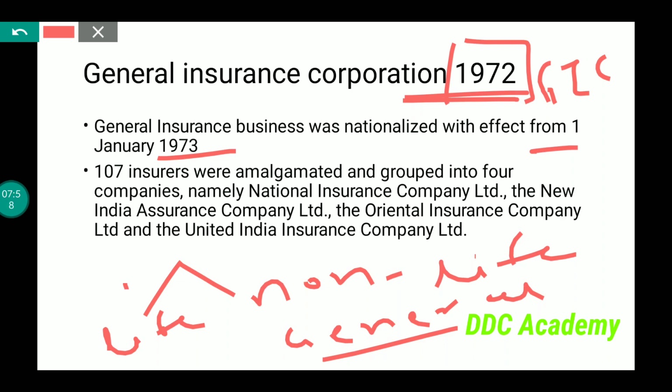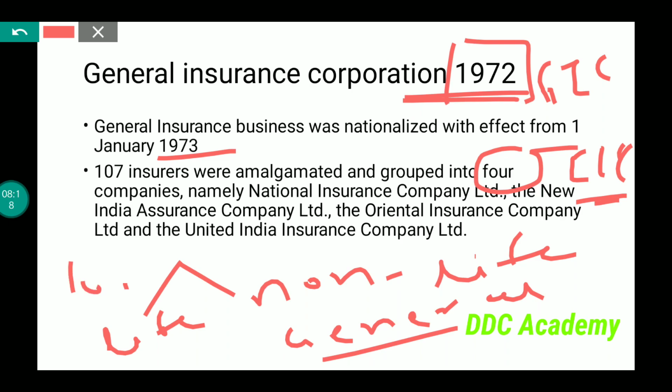As we said about LIC, 245 companies were amalgamated into one. For general insurance, 107 companies were amalgamated into a group of 4 companies. Here the government did not form a single company like LIC. You have to remember this.